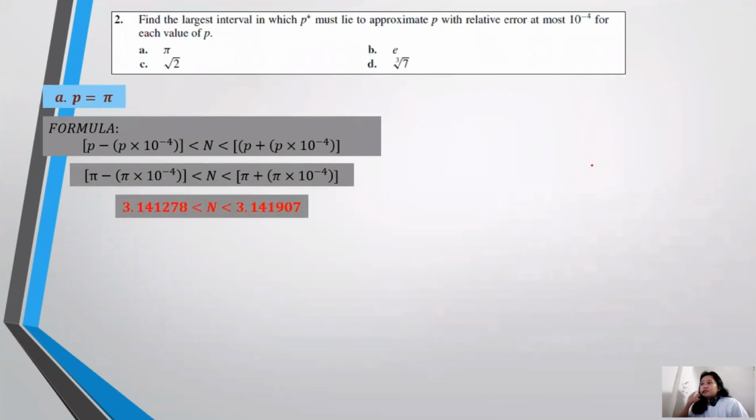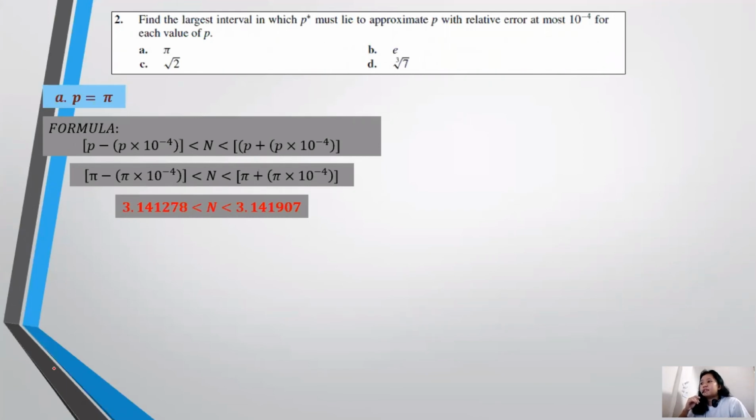So the answer for our letter A, we have here n should be greater than 3.141278 but lesser than 3.141907. So this is the answer for the left side, which is 3.141278, and the right side is 3.141907. So that is the largest interval for our letter A.